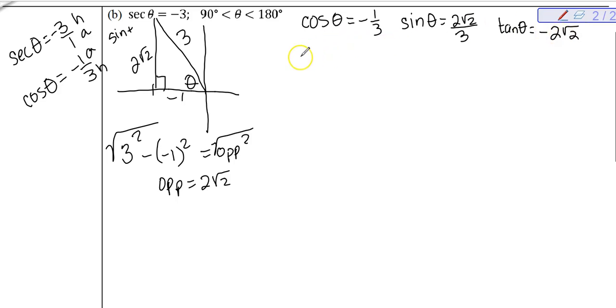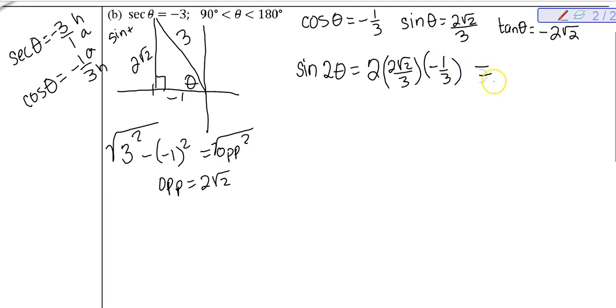Okay, so let's quickly find the sine of 2 theta. And if you don't mind, I'm not going to write out the formula. I'm just going to plug in values. So it is 2 times the sine, which is 2 square root of 2 over 3, times the cosine, negative 1/3. And we're going to simplify that out. That's negative 4 square root of 2 over 9. And you plug it in your calculator. This is just for your reference. Keep up.